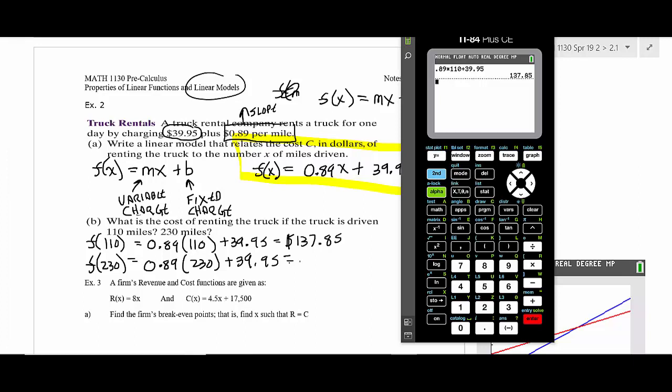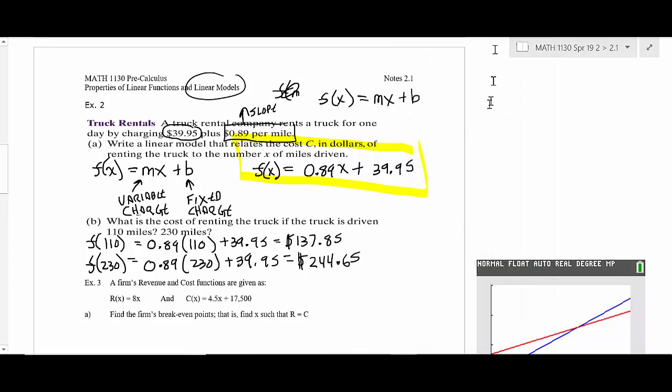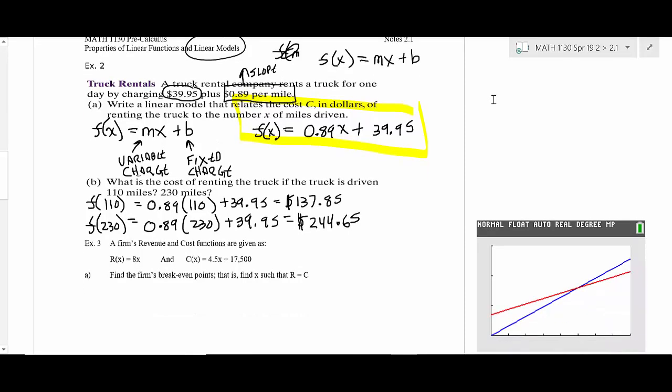Okay, so let's see. I'm getting $244.65 on this. Okay, so that's a real straightforward, simple example of something we would model with a linear function. Like a taxi cab does that as well. Okay, so the next one is like a business application, which is worth showing students in this class as well.